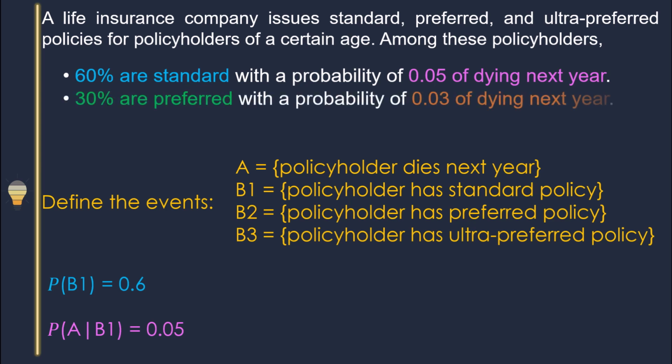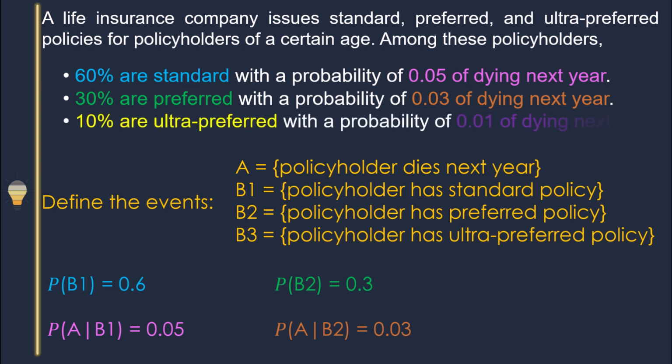Next one, 30% are preferred. That means the probability of B2 equals 0.3. Similarly, the rest of the sentence says with the probability of 0.03 of dying next year. That means again they talk about the probability of A, dying next year, but now only for preferred policyholders. Therefore, it becomes a conditional probability. So the probability of A given B2 equals 0.03. Similarly, you can write these probabilities: the probability of B3 equals 0.1 and the probability of A given B3 equals 0.01.